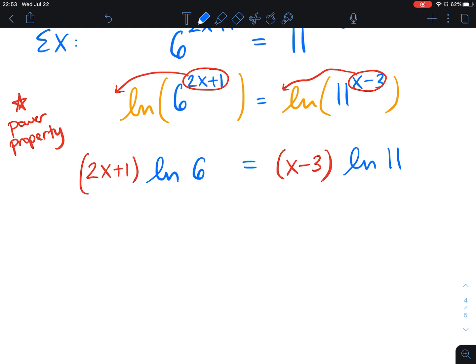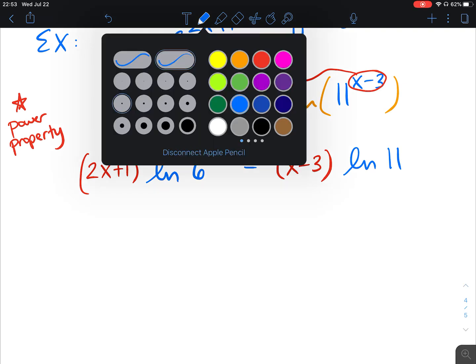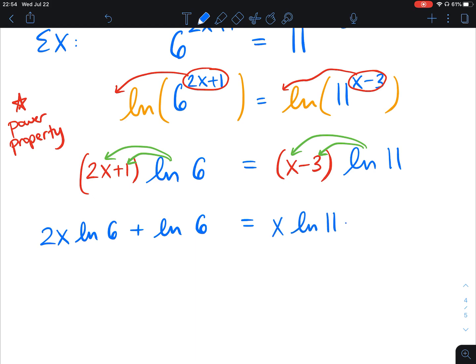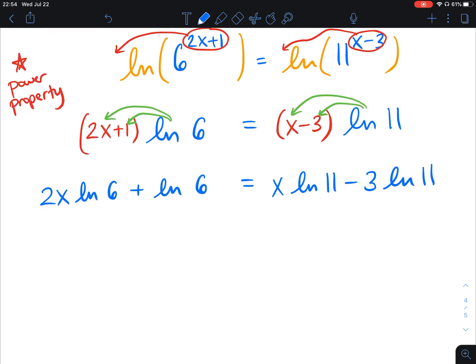What I'd like to do, again, you have some options, but probably what I would encourage you to do is to just distribute the ln terms on both sides to the parentheses. So it looks like we need a little bit of distribution. That'll give me 2x ln 6 plus 1 times ln 6 on the left side. On the right, it will give me x ln of 11 minus 3 ln of 11. And in some ways that maybe made the equation feel a little bit more complicated, but keep your eyes on the x terms, right? We're just trying to get all the terms with x on the same side.